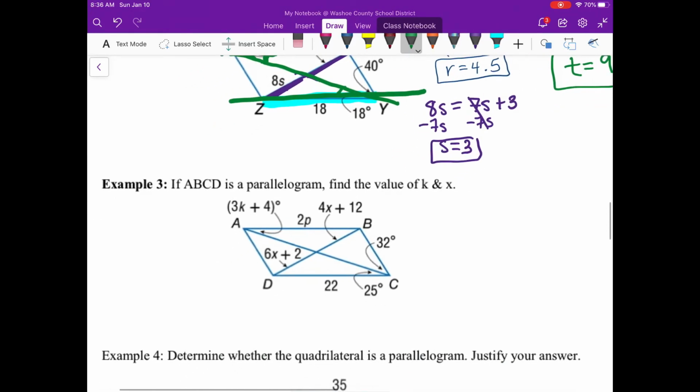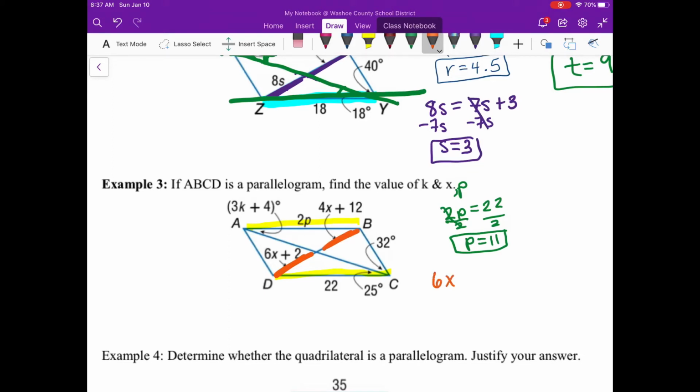Okay, so moving on to number 3. We have another parallelogram, and we're looking for the value of k, x, and I'm going to add one more for fun here, p. Again, I think starting with p is going to be a little bit easier. 2p is here, so I'm going to take 2p and set it equal to 22 because they're across from each other. I divide both sides by 2, and p comes out to be 11.